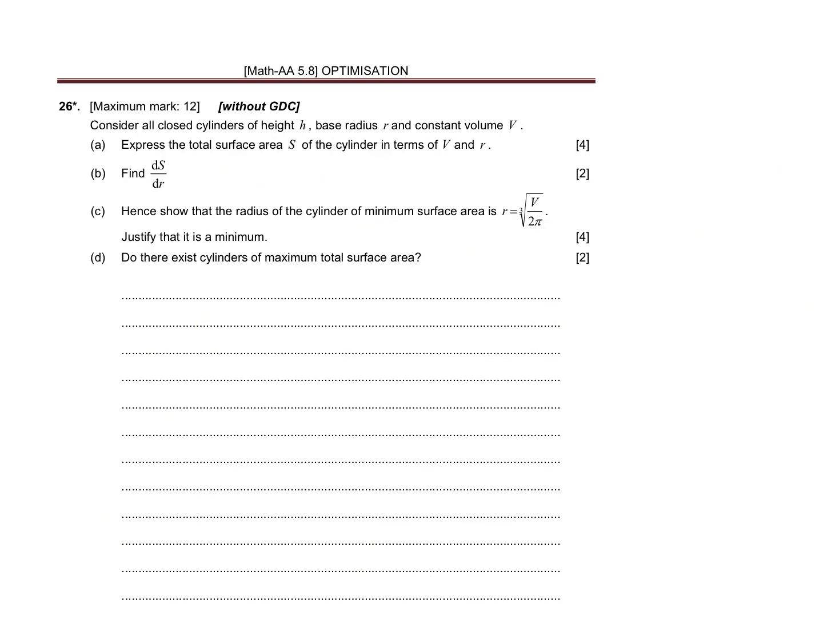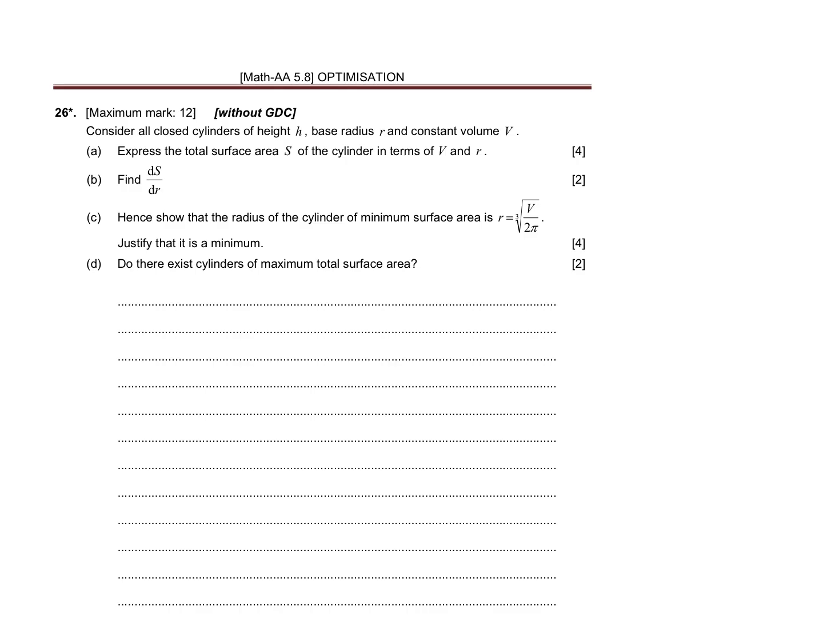Okay, consider all closed cylinders, height h, base radius r, constant volume V. So that means V is pi r squared times height. Express the surface area. So that's 2 pi r squared, top and bottom circles, plus 2 pi r h. And express total surface area S of the cylinder in terms of V.